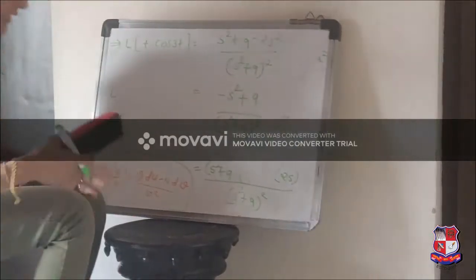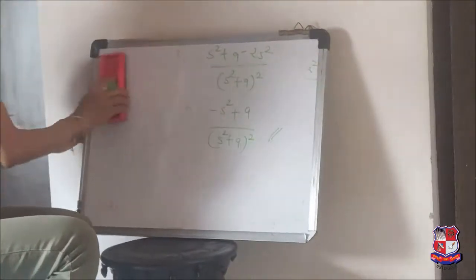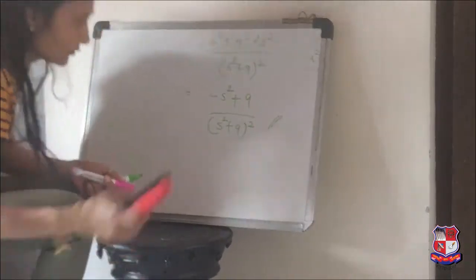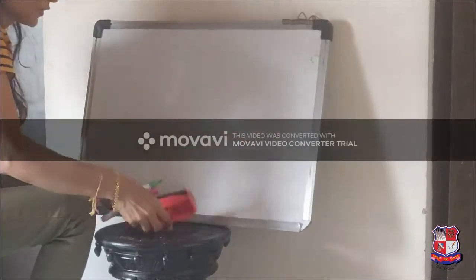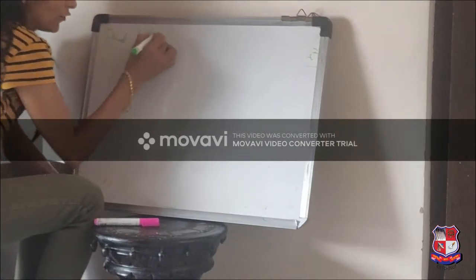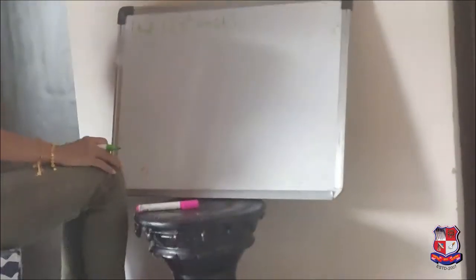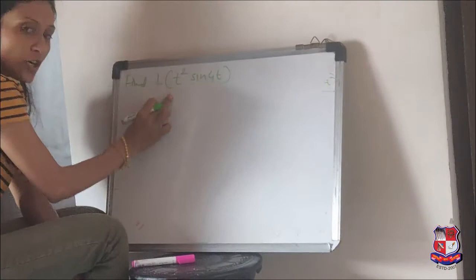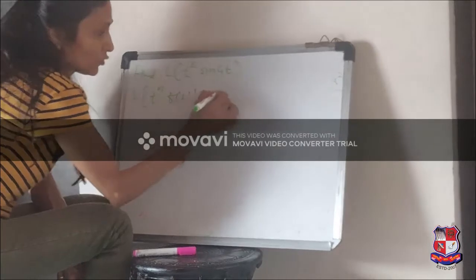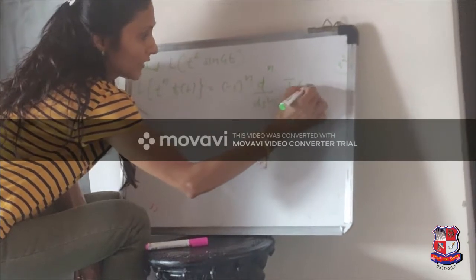Now we discuss a higher power of t. We solve one more example. Suppose we have to find L of t square sin 4t. Suppose we have the power of 2. Then what do we have to do? We know the formula of multiplication: L of t raised to n f of t is equal to minus 1 raised to n, d^n by ds^n f bar s.